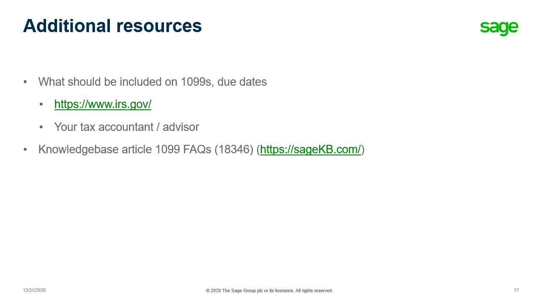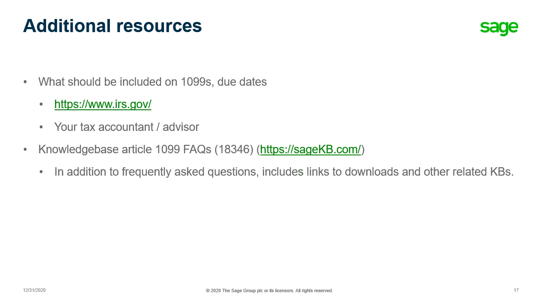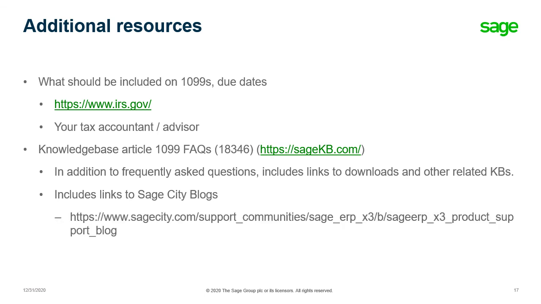Now we have a knowledge base article of 1099 FAQs. That's number 18346. And you can locate that at sagekb.com. In addition to frequently asked questions, it includes links to downloads and other related KBs. It also includes links to Sage City blogs. And here is the link to Sage City and the Sage X3 support blogs.